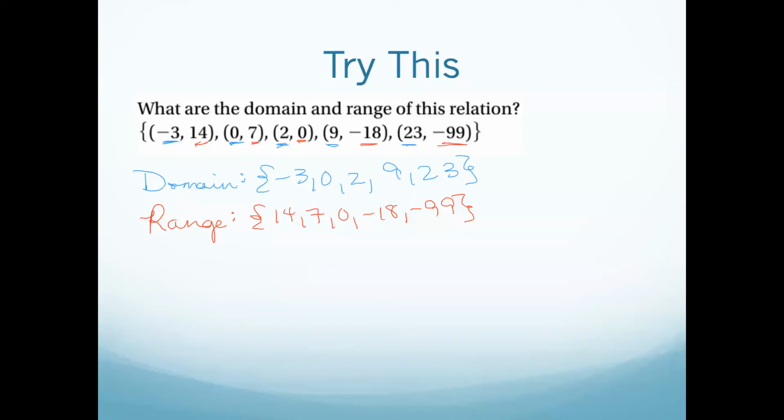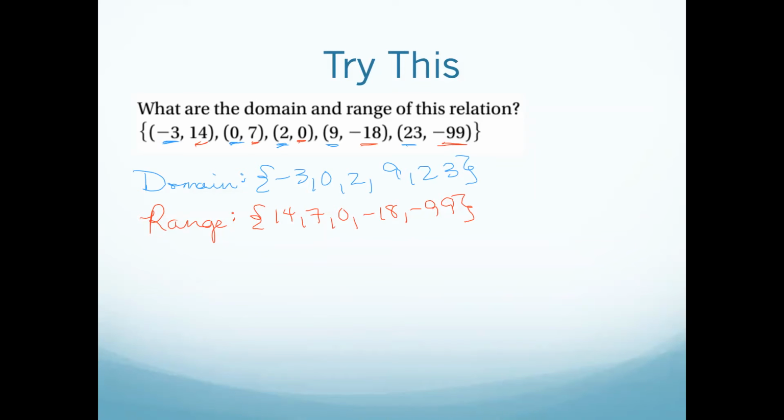Okay, so hopefully you've had a chance to find that the domain is all of the X values. That's -3, 0, 2, 9, and 23. No repeats, so I don't have to simplify that. If there was a repeat, I would just rewrite the set without the repeat. For the range, I have 14, 7, 0, -18, and -99. So that's our domain and range.